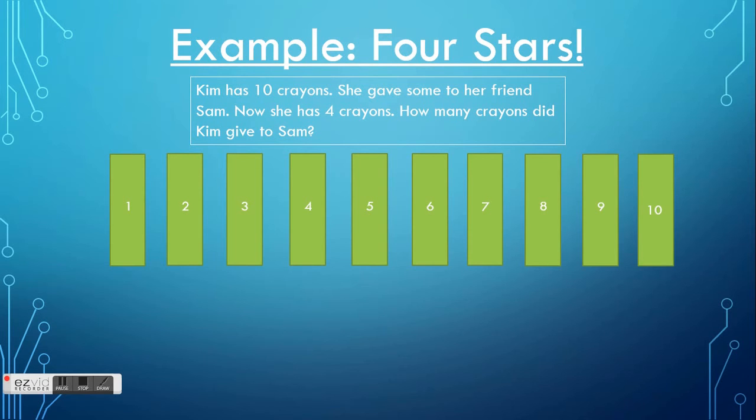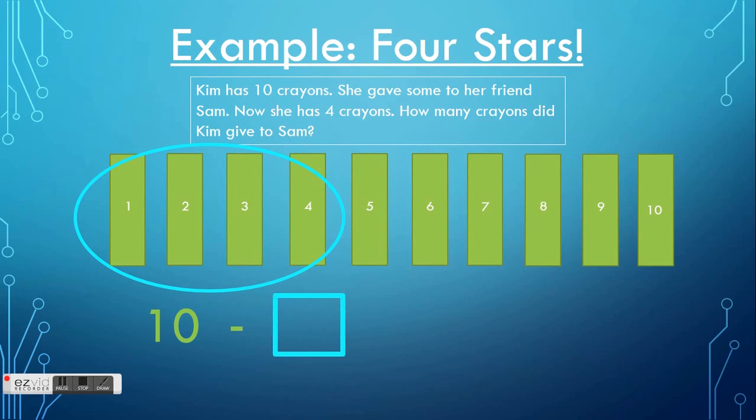She gave some to Sam. So we don't know how many she gave to Sam, but we do know after she gave some away, she had 4 left. So I'm actually going to circle what she had left just to show that I know she had 4 left. And now let's start our equation. We know she started with 10. She gave some away. So we have to ask ourselves, is that adding or subtracting when you have to give something away? We're subtracting. We're taking something away from ourselves.